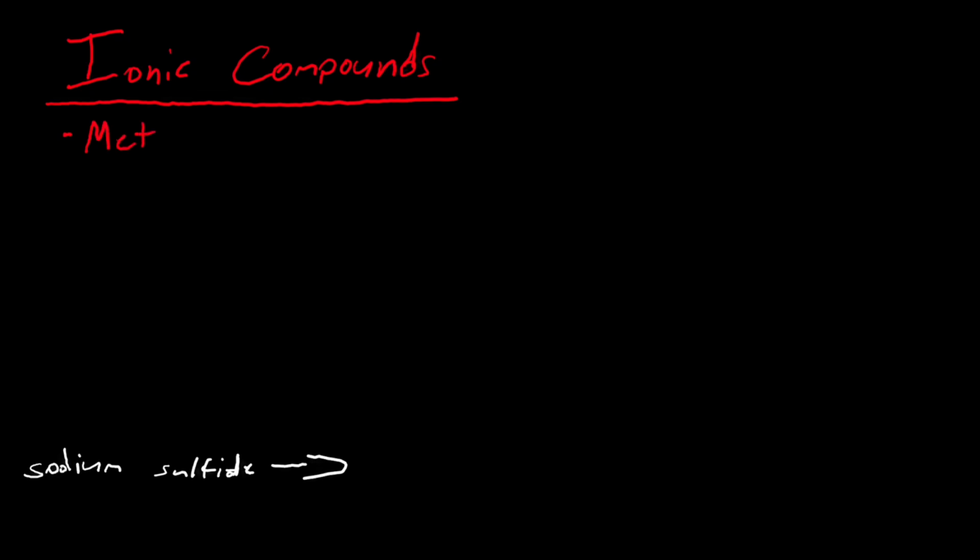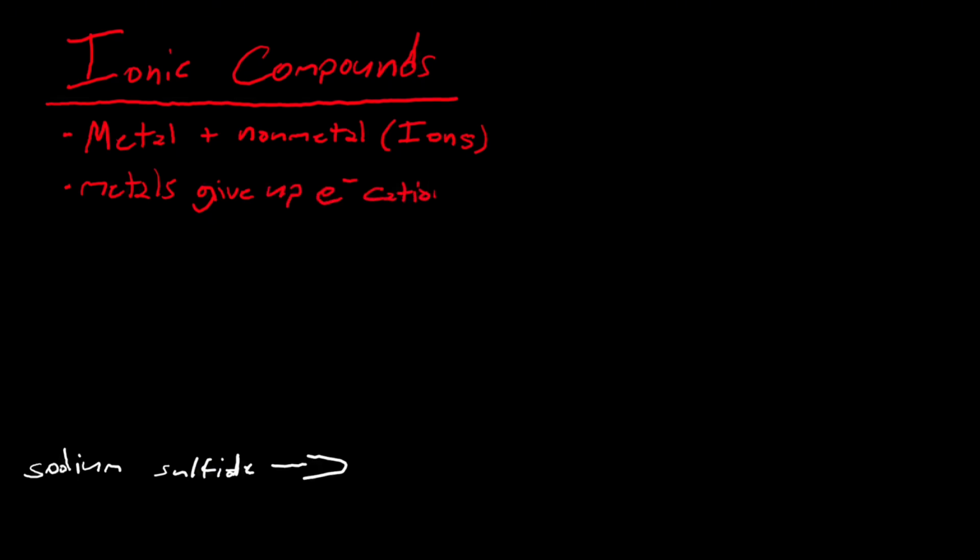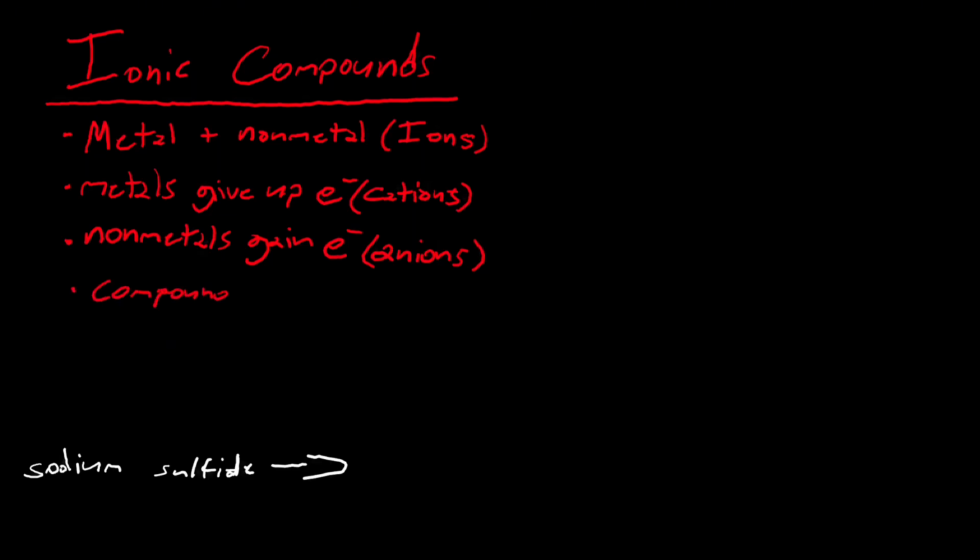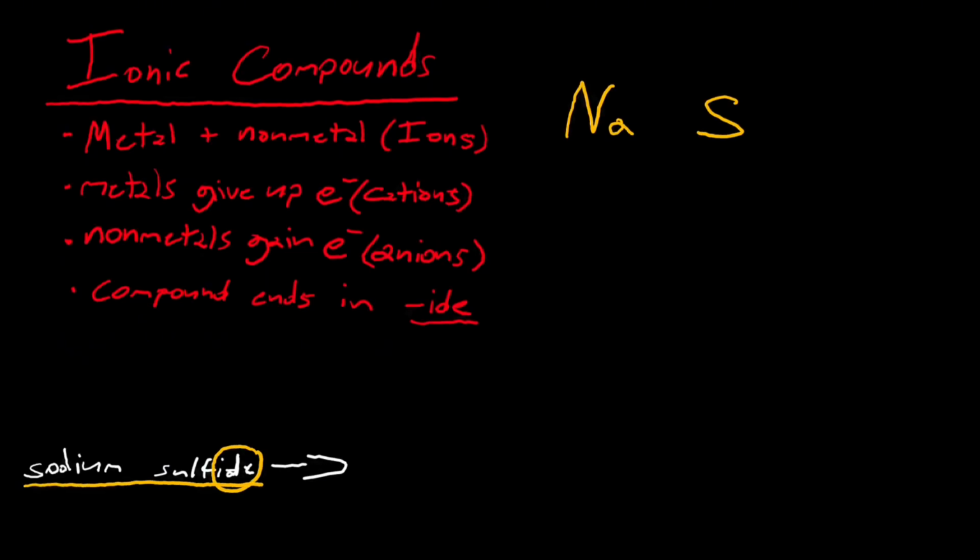So of course, we know that it is a metal and a nonmetal attracted together as they are ions of opposite charges. Metals give up electrons and so they become cations. Nonmetals gain electrons, which is why they are called anions. In any ionic compound, we name it with the metal first, followed by the nonmetal. However, we change the suffix, or the end of the word, to "ide." So for example, if we had a compound with sodium and sulfur, it would be sodium sulfide, taking out sulfur's original ending and replacing it with this to make it a compound name.